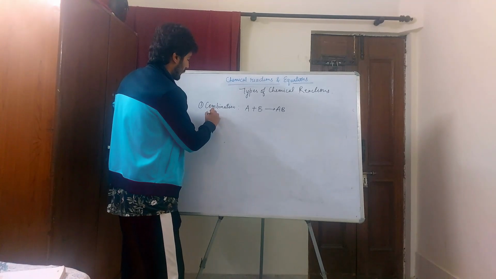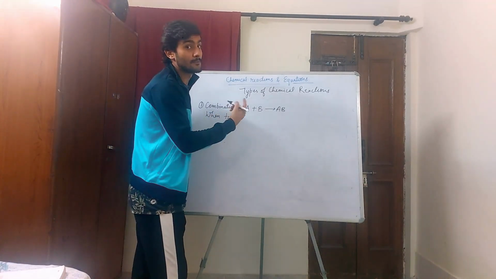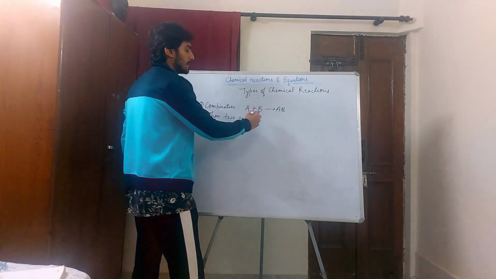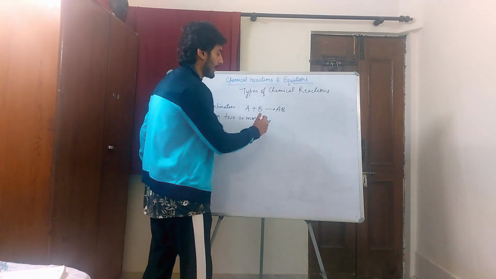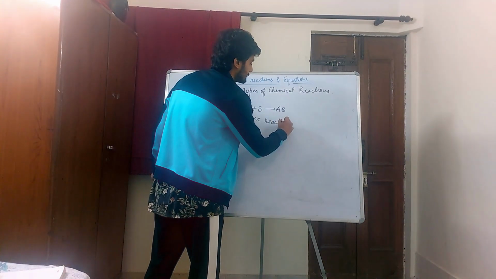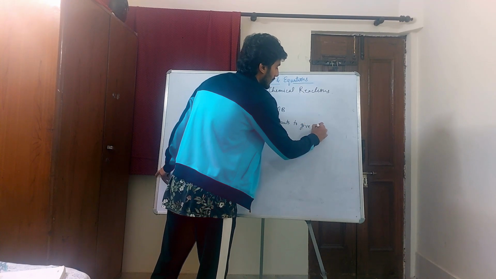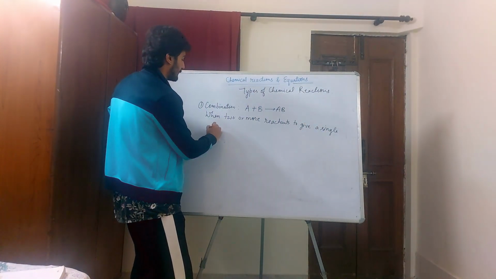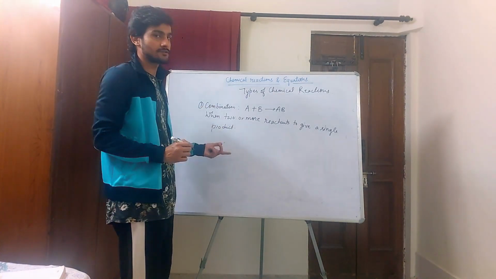So when two, or it could be more than two, or when two or more, we'll not say things because we are not combining things in chemistry, we are combining reactants to give a single product, that is known as a combination reaction.